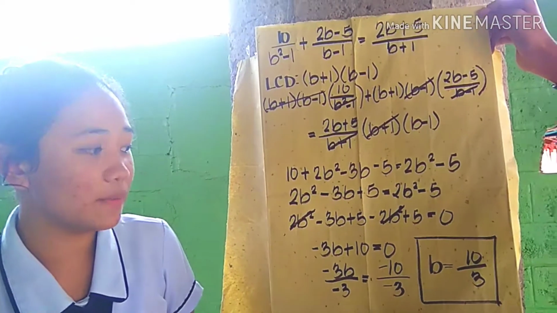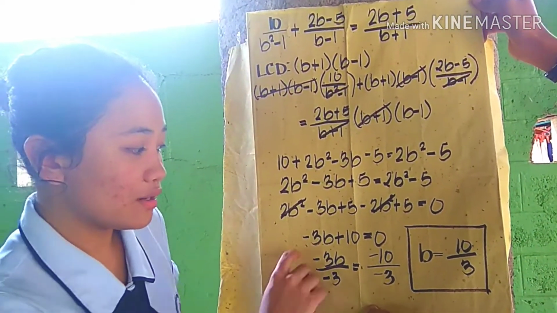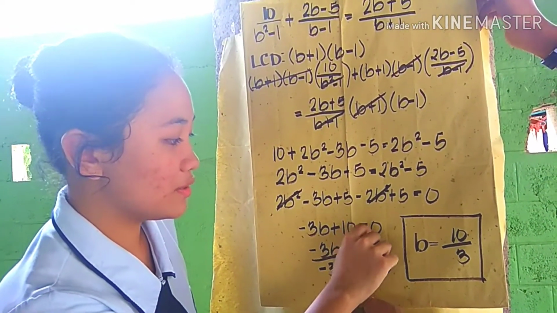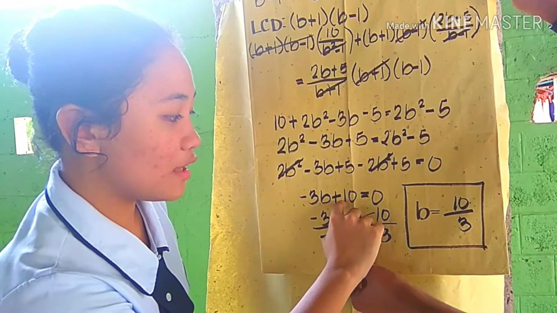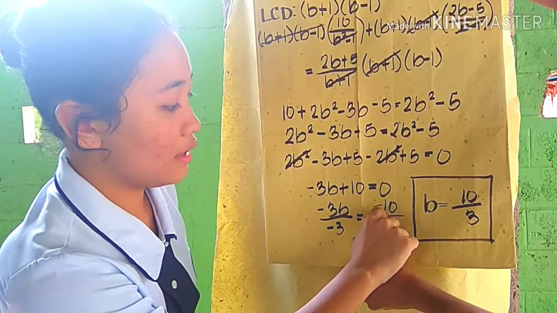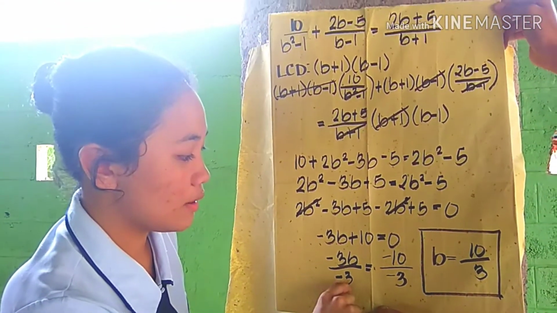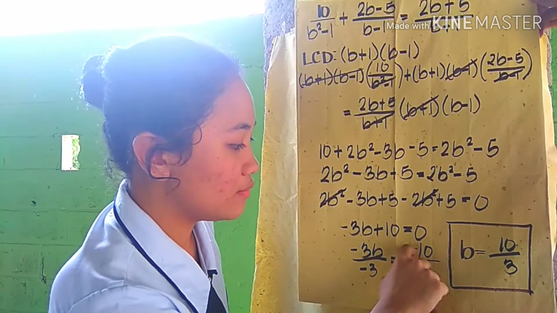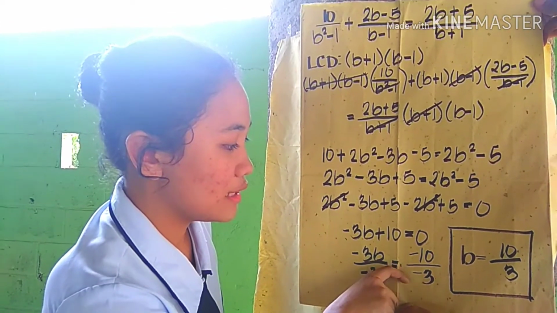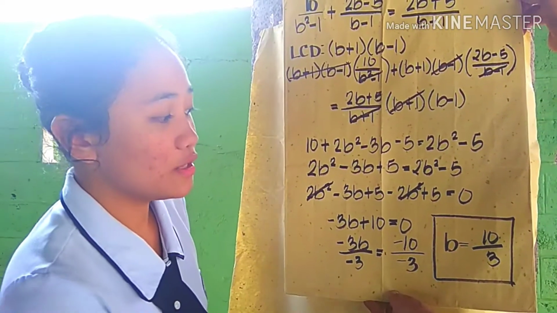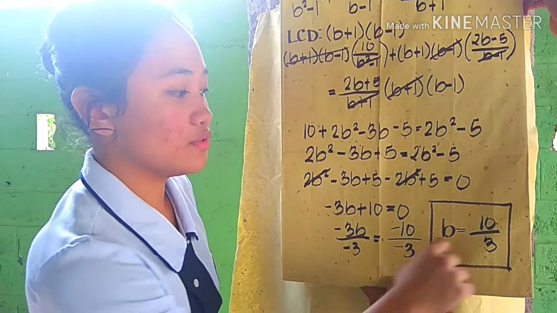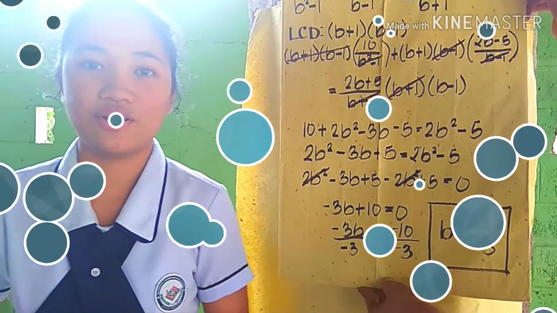So to find the value of b, we must equate negative 3b plus 10 equals 0. So this will become negative 3b equals negative 10. Then divide by negative 3, this will be cancelled, and negative 10 divided by negative 3. Then for b, negative divided by negative is positive. So the value of b is equal to 10 over 3. That's the answer.